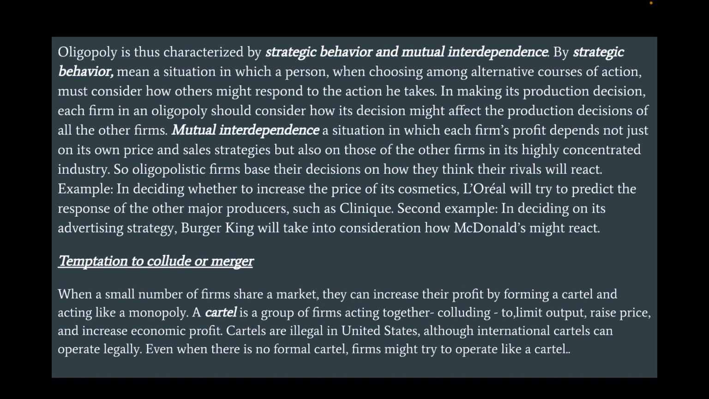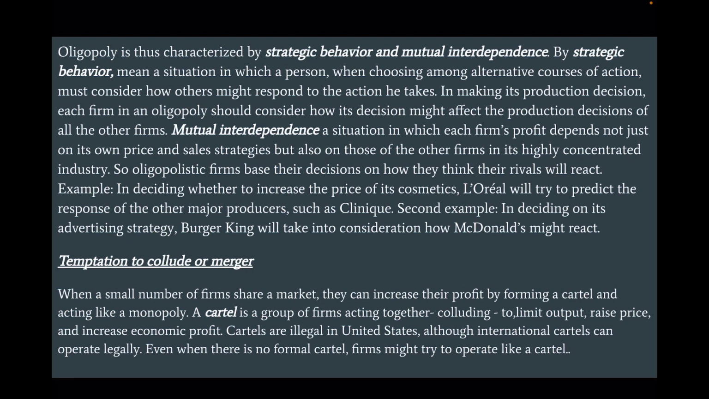Mutual interdependence is a situation in which each firm's profit depends not just on its own price and sales strategies, but also on those of the other firms in its highly concentrated industry. So, oligopolist firms base their decisions on how they think their rivals will react. Example: in deciding whether to increase the price of its cosmetics, L'Oreal will try to predict the response of other major producers such as Clinique. Second example: in deciding on its advertising strategy, Burger King will take into consideration how McDonald's might react.